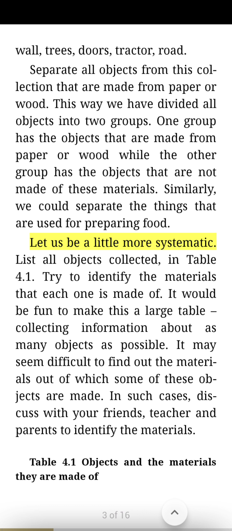Let us be a little more systematic. List all objects collected in table 4.1. Try to identify the materials that each one is made of. It would be fun to make this a large table collecting information about as many objects as possible. It may seem difficult to find out the materials out of which some of these objects are made. In such cases, discuss with your friends, teacher, and parents to identify the materials. Table 4.1 Objects and the materials they are made of.